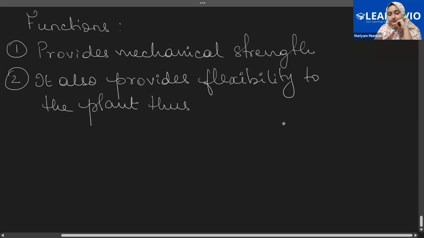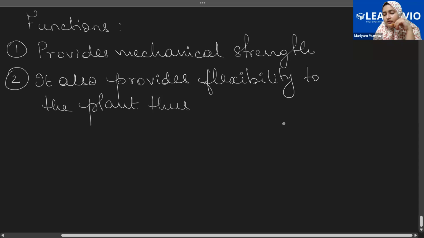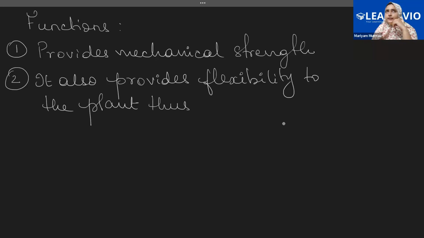Tell me. Anyone? Protection from the winds. Protection from what? Ma'am, winds. Oh, winds. Okay. All right. So how is it being protected from the wind by being flexible?